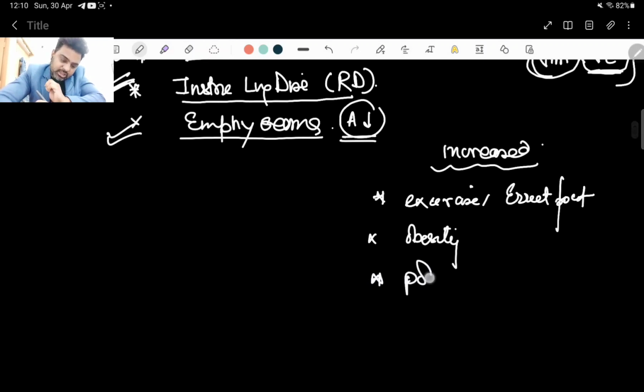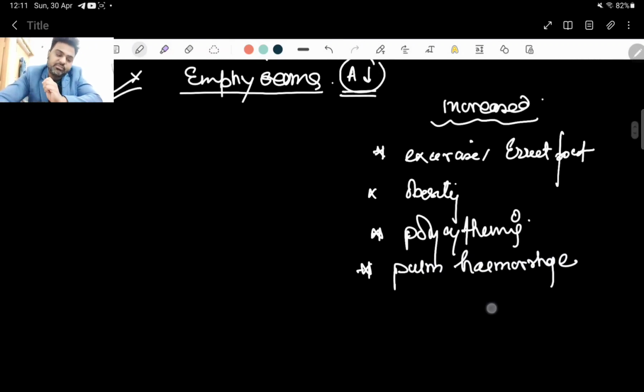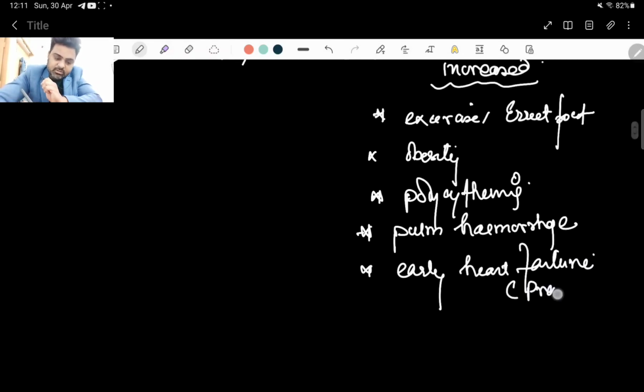Now, polycythemia. In polycythemia, there will be more blood. The opposite of anemia will happen. So it will take more carbon monoxide, so DLCO will increase. In pulmonary hemorrhage, there will be more blood in the alveoli, so carbon monoxide will diffuse much faster. Early heart failure with preserved ejection fraction. This is very important. Early heart failure with preserved ejection fraction.